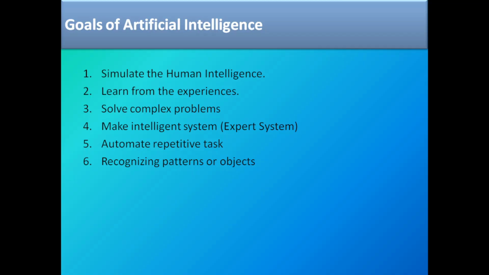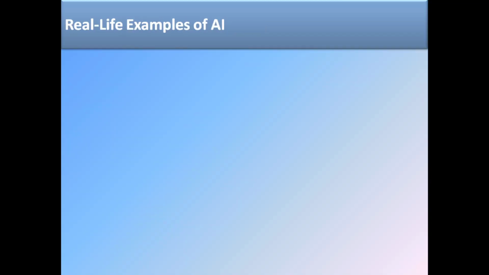Okay. Next, real-time examples of AI. The first one is voice assistants like Siri and Google Assistant. Okay, so it comes under the first goal of AI, that is simulating human intelligence.